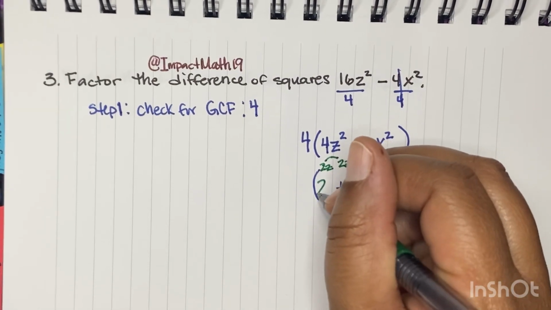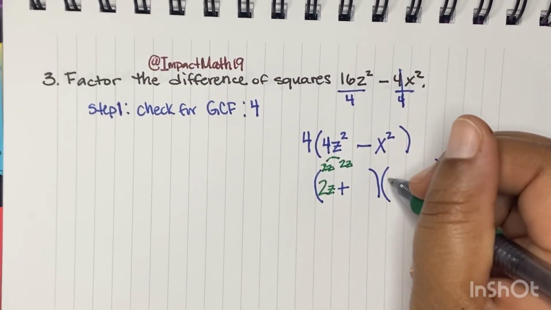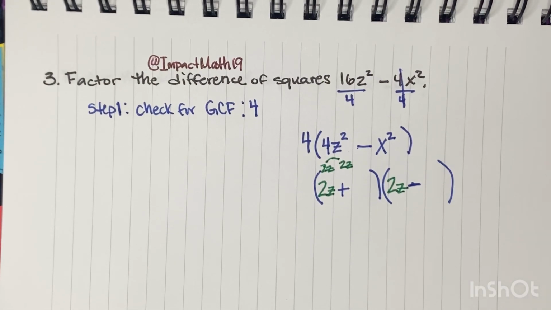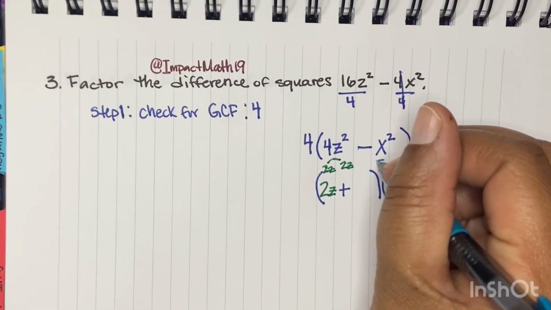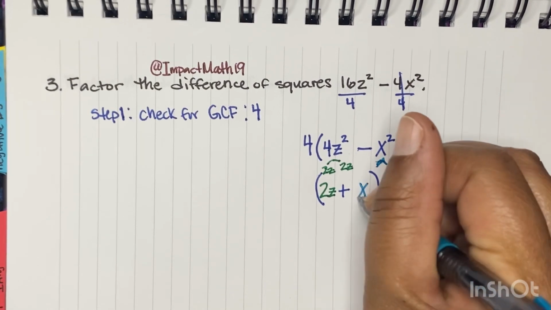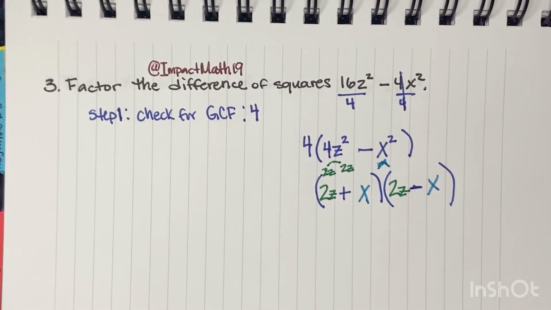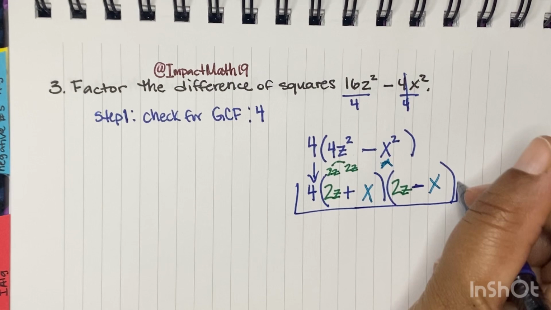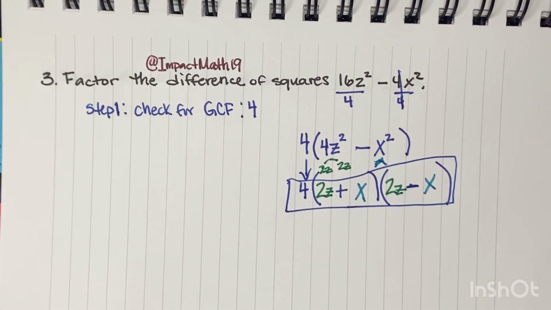So 2z times 2z. Then we ask ourselves, what times what gives us x squared? Well, x times x does. And don't forget to drop down your GCF that you took out. And this is your beautiful answer.